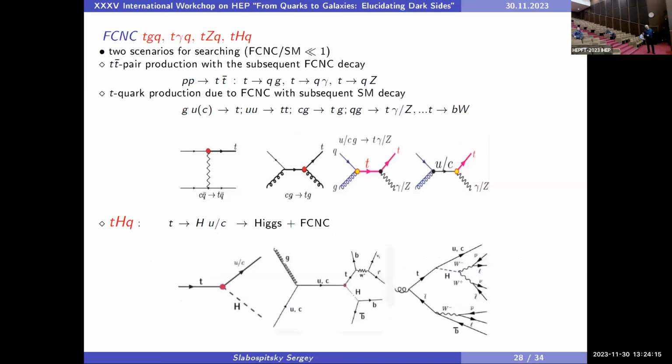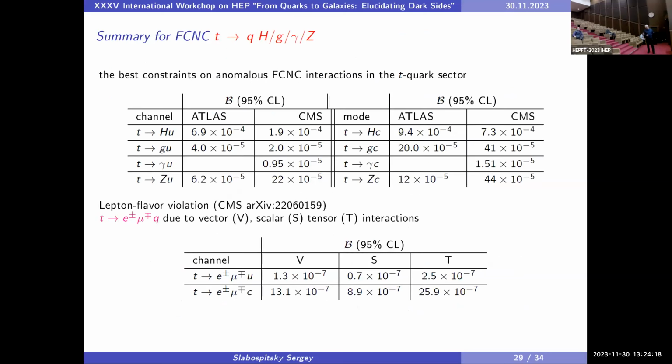So there are several ways to investigate this process, and the summary is presented here. I recalculated all the quantities in terms of the upper limits of the branching ratio of top decay. So let me start with the Higgs. Top decay into Higgs and up quark is less than several times 10 to the minus 4. Another interesting prediction, top decay into gluon, is also about 10 to the minus 5. The decay to the photon has more or less the same order of magnitude.